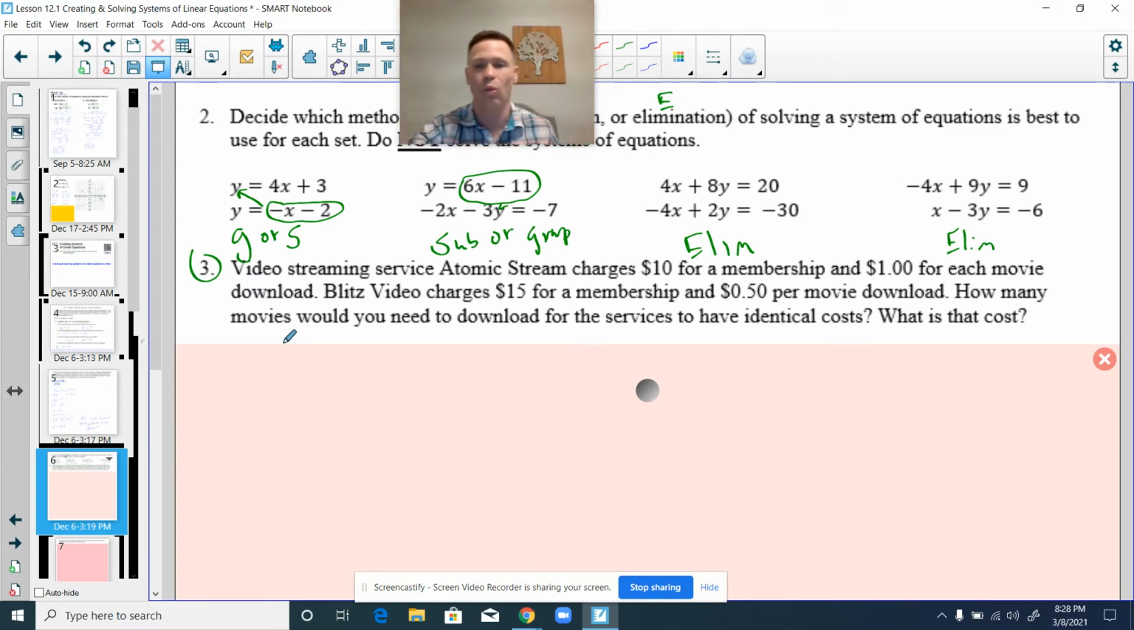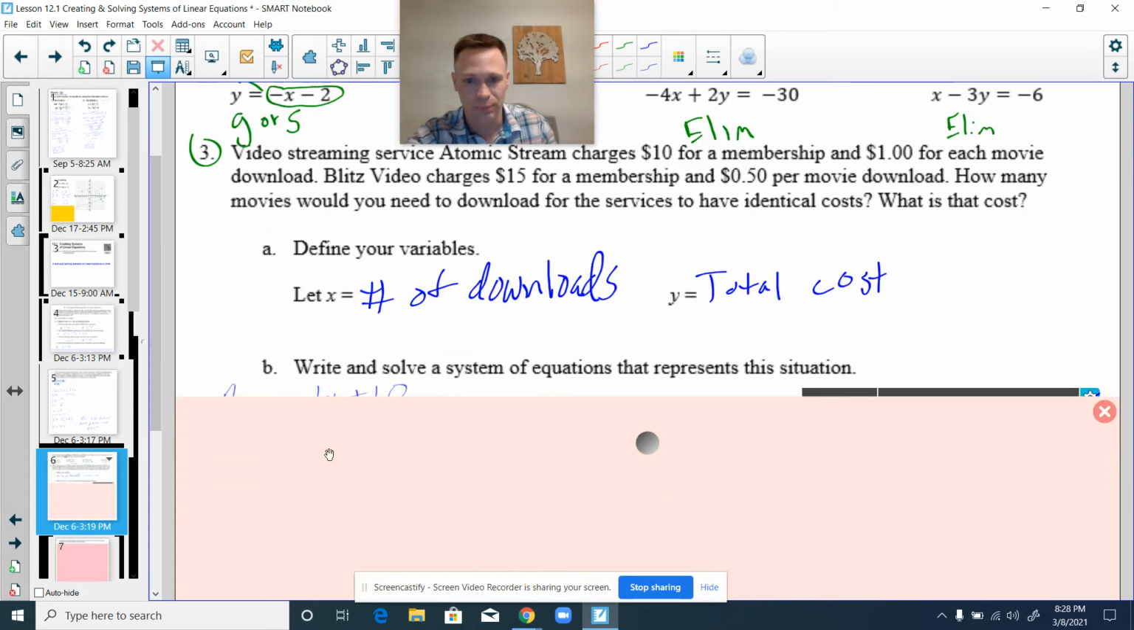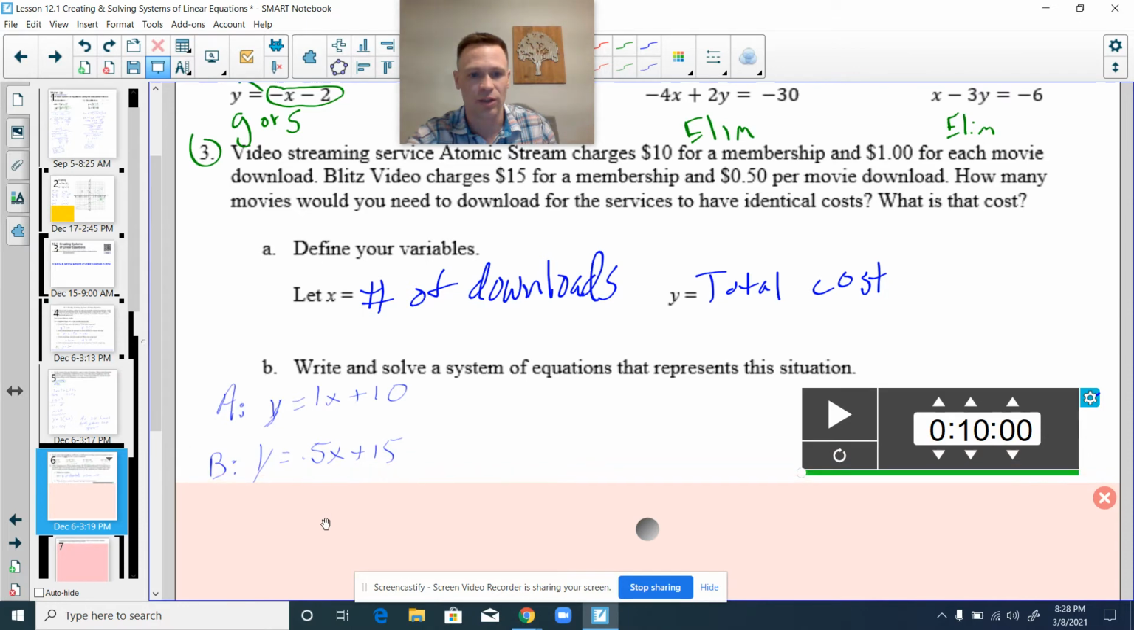We want to know when it doesn't matter how many movies I rent, and it'll cost the same, and then we can make a decision based on that later. All right, so define your variables. We're going to let x equal the number of downloads here, and y is equal to the total cost. So I'm going to write an equation for Atomic and for Blitz.